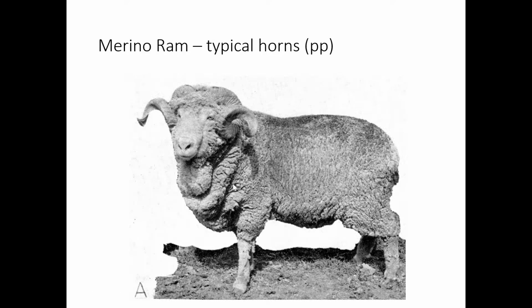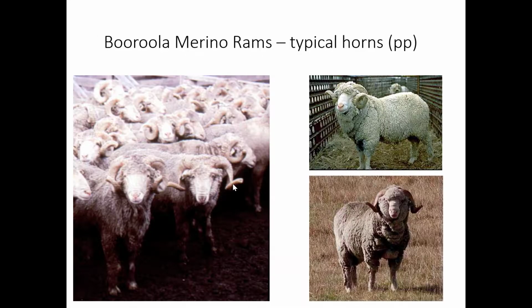And here we have a Merino ram. This one also has the typical horns that go with the breed, so he's little p. And then another Barbados Merino ram, all with the typical horns, little p.